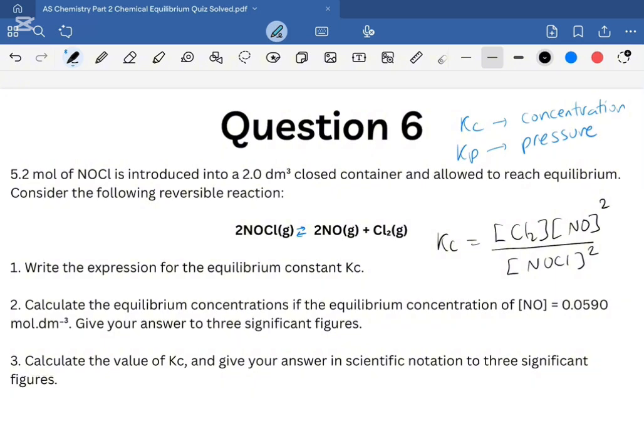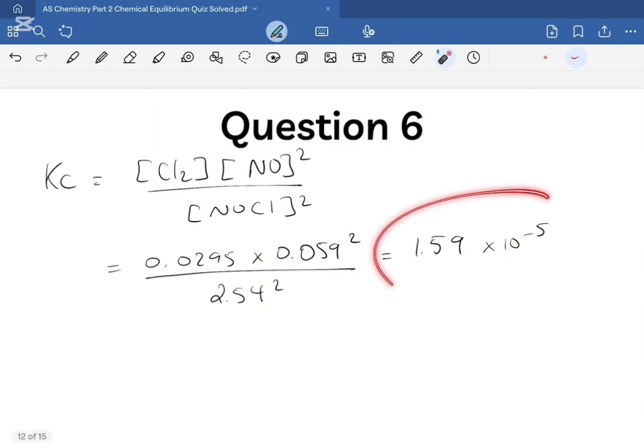And they said that our final answer needs to be to three significant figures and in scientific notation. So this is the final answer.